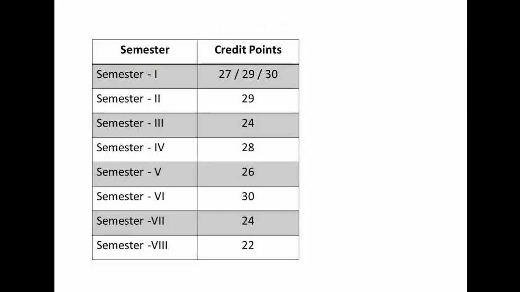So in your semester 1, if you are having only the compulsory subjects, then credit points will be 27. If you are having the remedial mathematics, then the credit points will be 29. And if you are having the remedial biology, then you are having the credit points of 30. In this way, for each and every semester, the credit points are calculated depending upon the subjects of theory and practical, and these credit points are further used to calculate your CGPA.